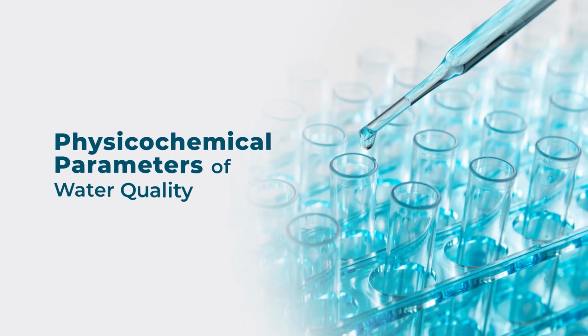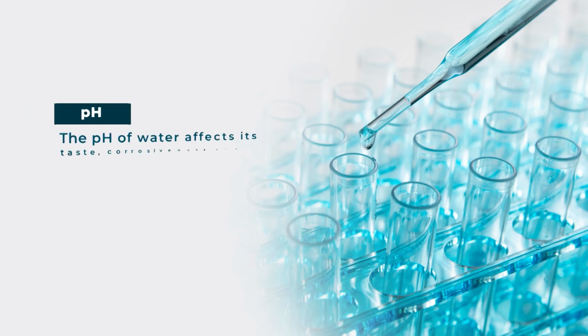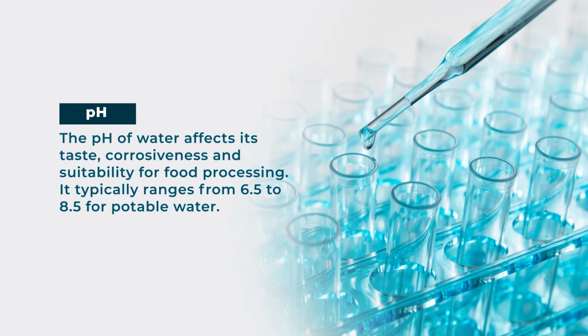Now we come to the physico-chemical parameters of water quality, because we have said that water plays an important role. First is the pH. It should range from 6.5 to 8.5 for potable water. If it is too acidic, it is not good. If it is too alkaline, it is also not good for our processing.